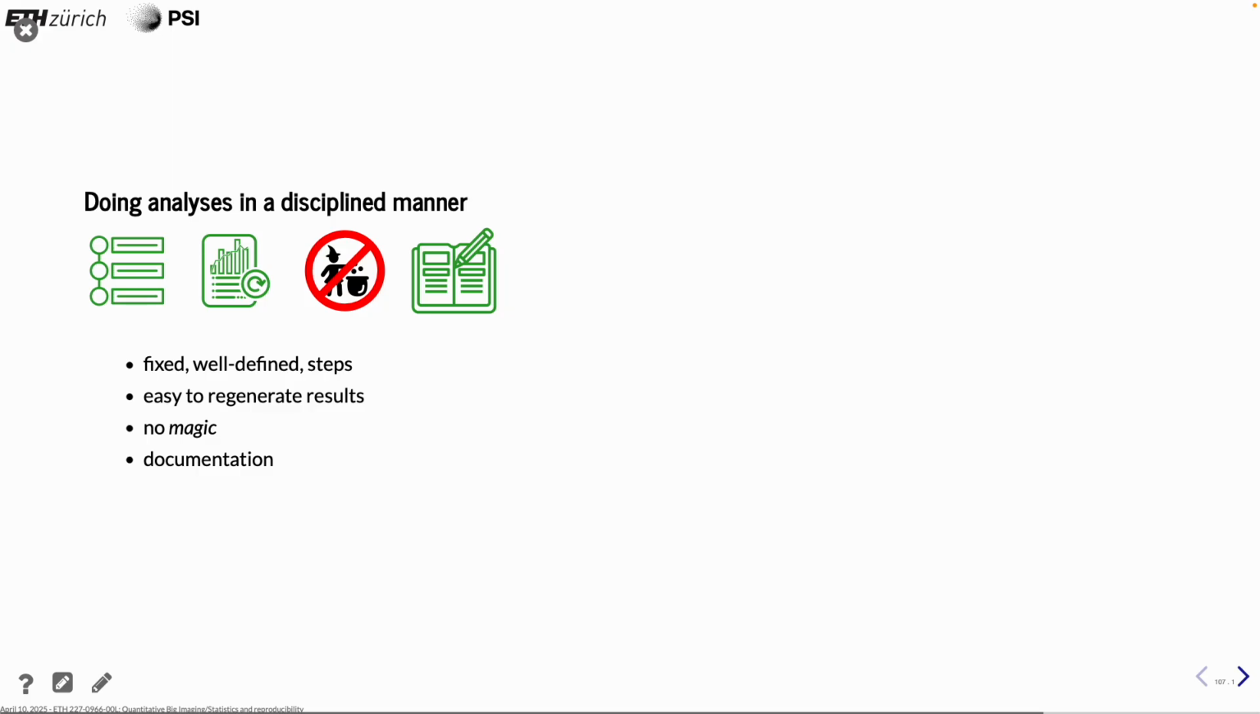And of course, no magic. It's important that there shouldn't be too many magic unexplained parameters that you need to tune, a bias here, a bias there, some cutting here to make it work. And finally, also very important is to have a documented workflow, so that someone else can also understand what you did, and if someone wants to continue working with it, they should know what to do.